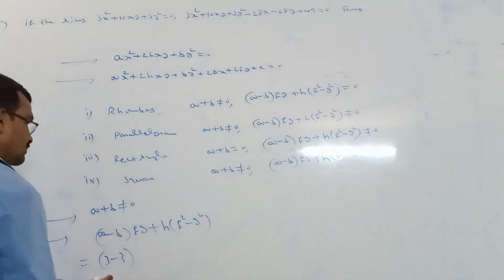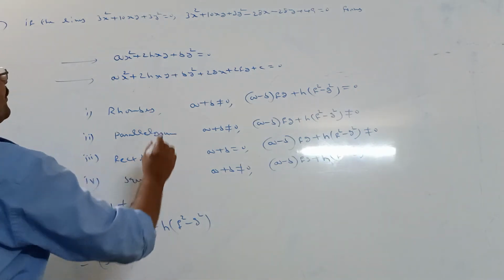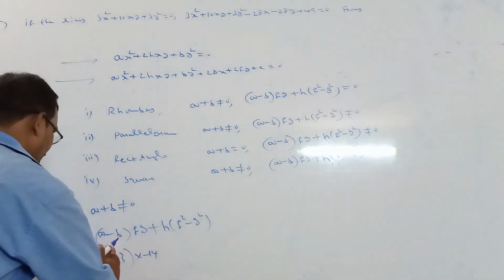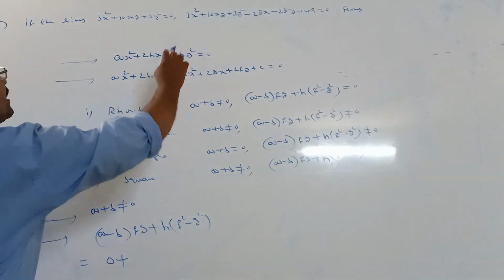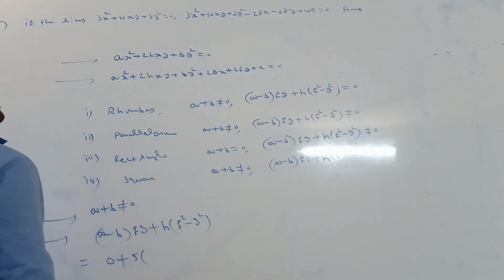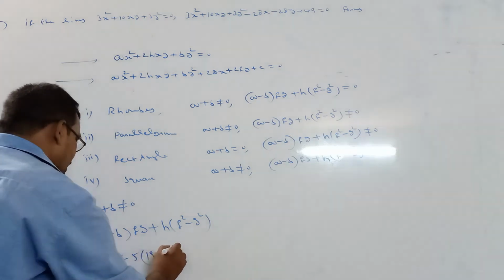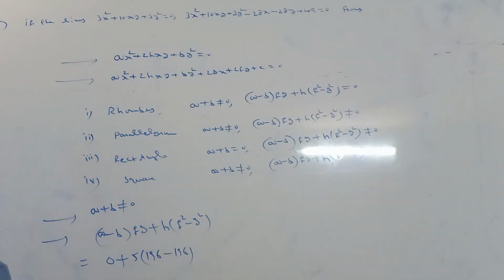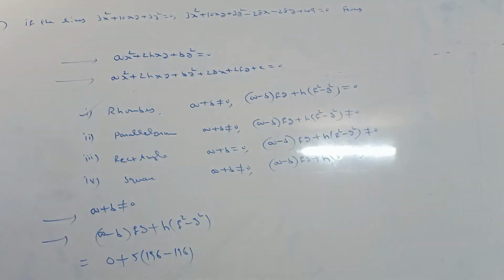3 minus 3, f is minus 14, g is minus 14. A minus b, 3 minus 3 means 0 only, plus h. The h value is 5. F square, minus 14 whole square, 196. G square is also 196. 196 minus 196 is 0. That means this value gets 0. So according to our statement, the pair of lines forms a rhombus.